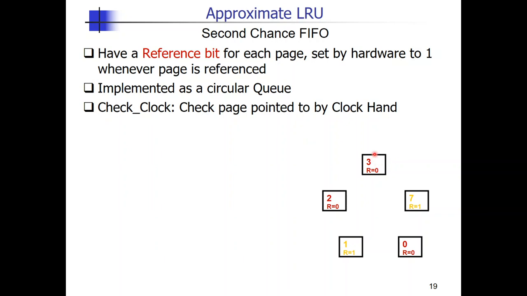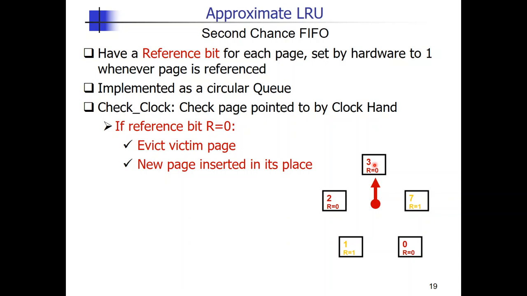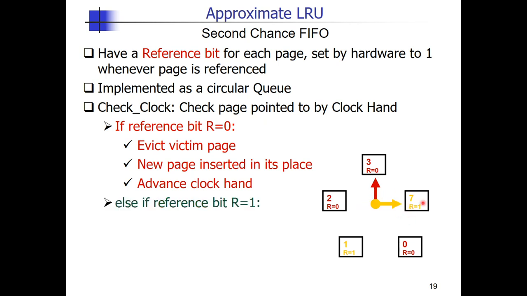So we are going to check the page pointed by the clock hand. For example, if the clock hand is pointing to this particular frame in which there is page 3 and the reference bit R is 0, we are going to evict that page. The new page takes the position of this particular frame. The new page is inserted in its place, and we advance the clock hand, say clockwise, to the next frame.